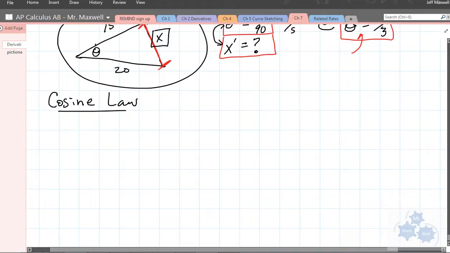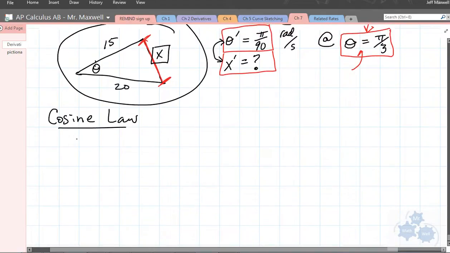Now the cosine law is written like this: x squared, that's the unknown side, and here is the angle that's opposite, right? So the x squared goes on this side, and the cos theta goes at the very end. That's how you can remember it. It's the side squared on one side of the equation, and then the cos theta is in the very end.